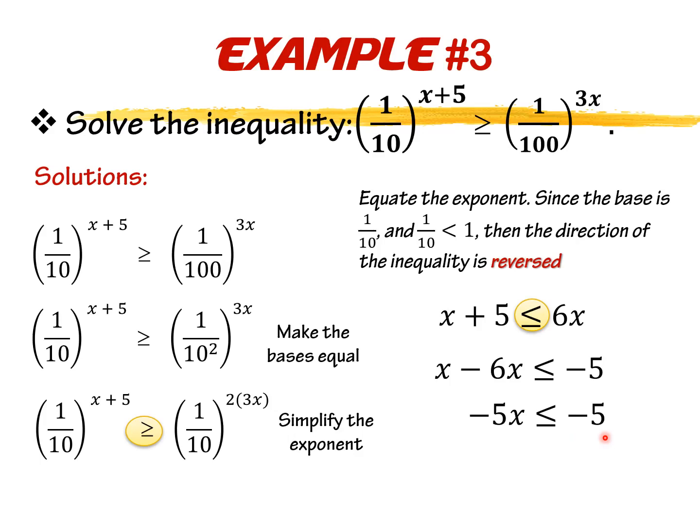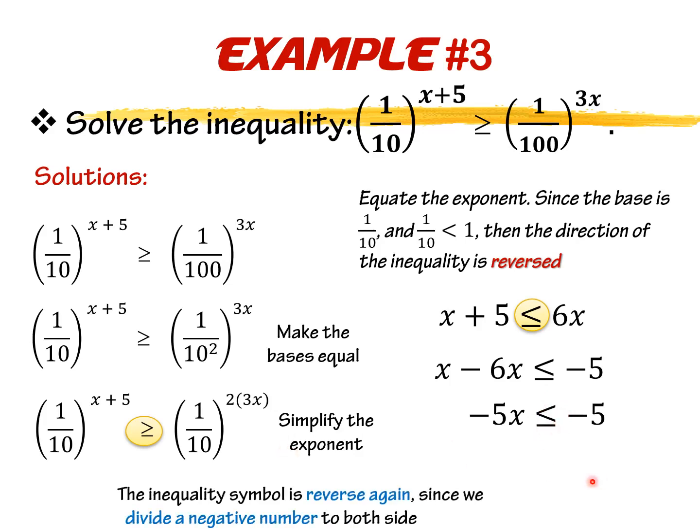Now, remember this. When you are dividing or multiplying an inequality by a negative number, your inequality symbol will reverse or change. So it will flip. So again, from less than or equal to, it goes back to greater than or equal to. So your final answer will be x is greater than or equal to 1.